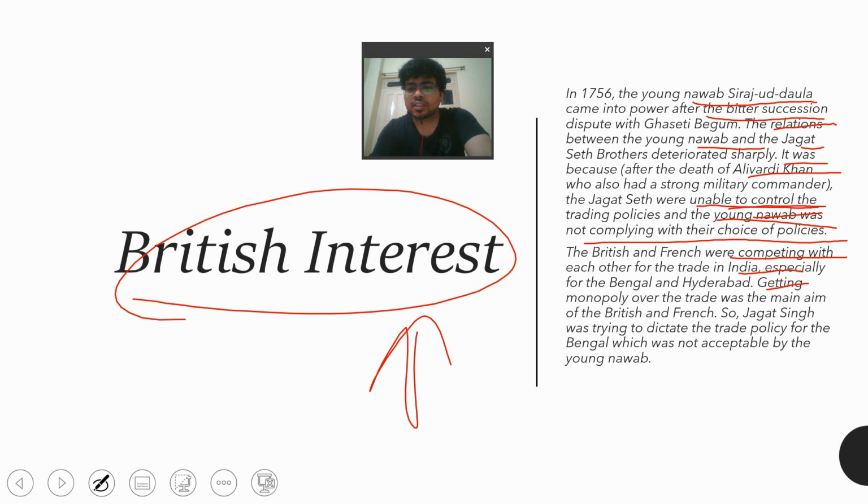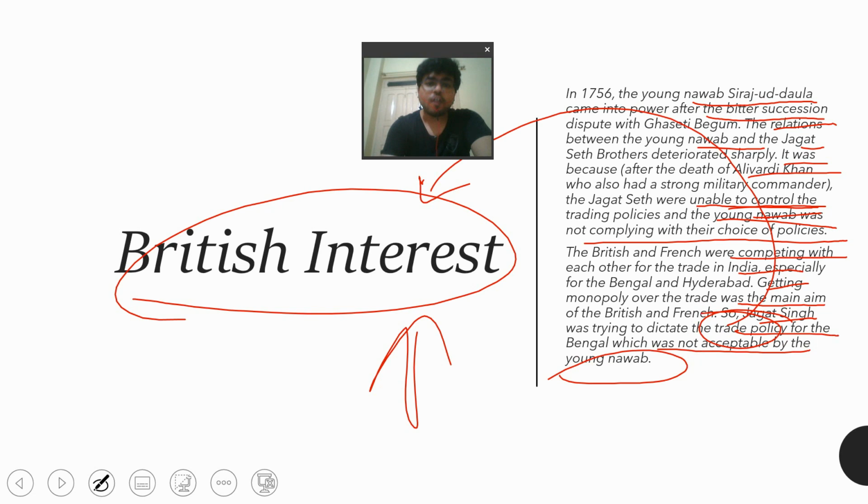Getting monopoly over the trade was the main aim of the British and the French. Remember, the British also fortified in that region, and the French also had a fortification in the Bengal region. So Jagat Seth was trying to dictate the trade policy for Bengal, which was not accepted by the young Nawab, and these policies were actually in favor of the British. That's the British interest, and that led to the Battle of Plassey and Buxar.